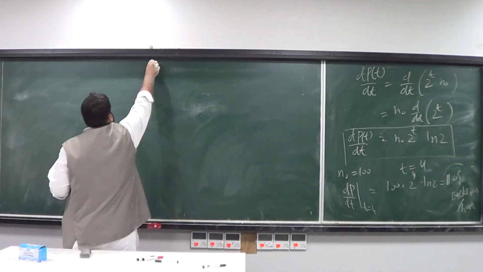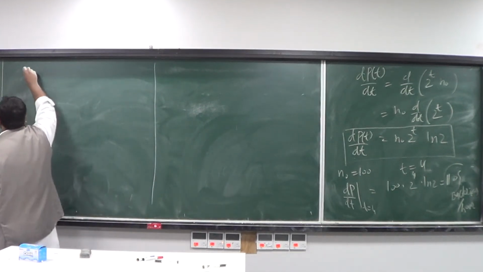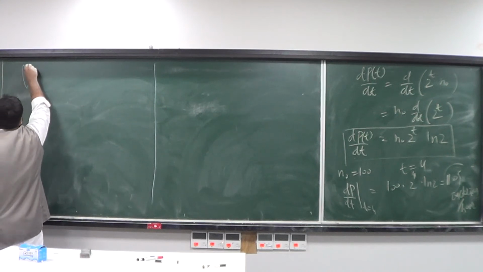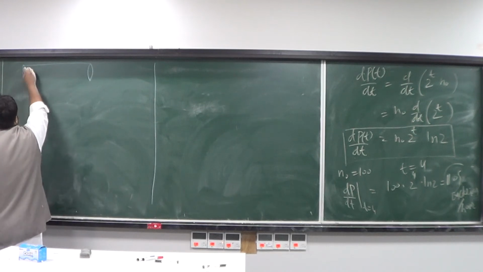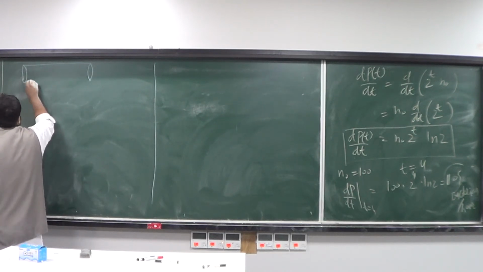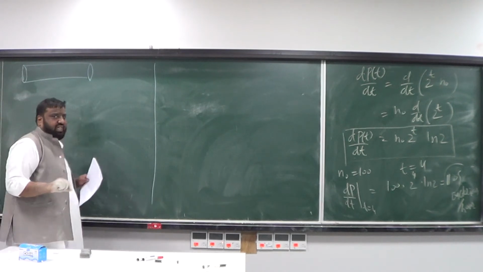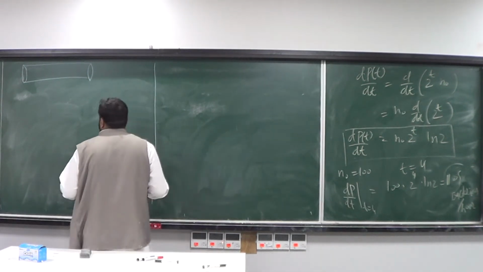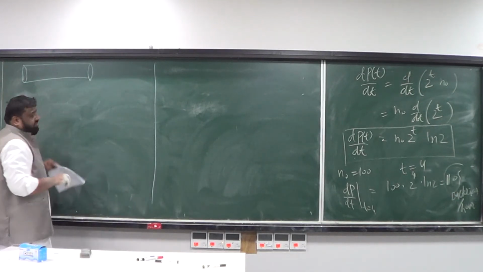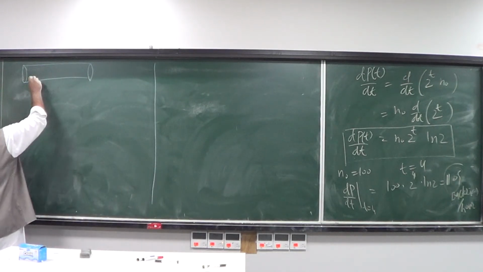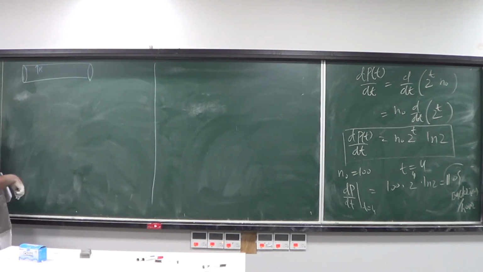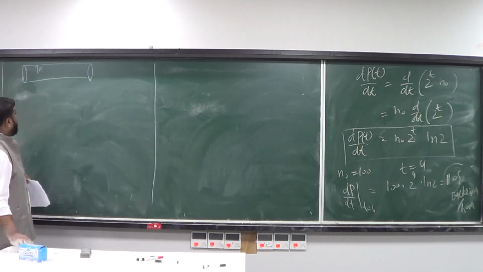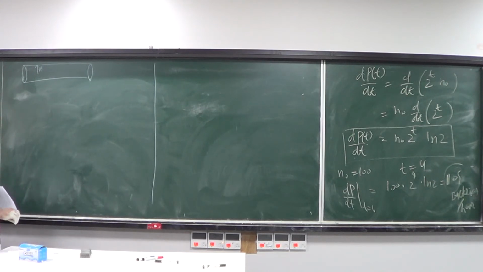So imagine I have a blood vessel. Let's assume the blood vessel to be a cylinder, a tiny cylinder actually, and the blood is flowing through it. Let's assume that the radius of this cylinder is capital R. Now here's the interesting thing.